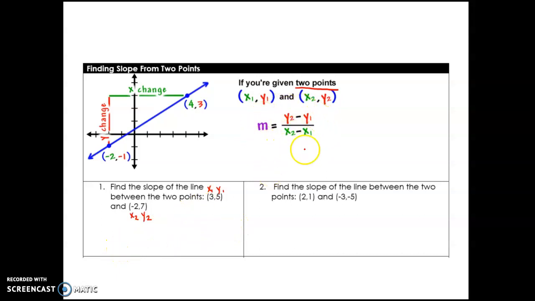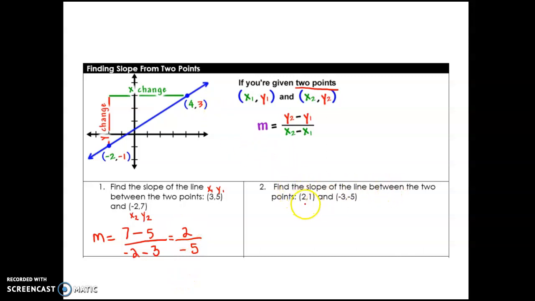So I'm going to just substitute these values into my formula. So m equals y2, oh, that's 7, minus y1, which was 5, over x2, negative 2, minus x1, which is 3. So I'm going to evaluate the numerator. 7 minus 5 is 2, and negative 2 minus 3, evaluating the denominator, is negative 5.